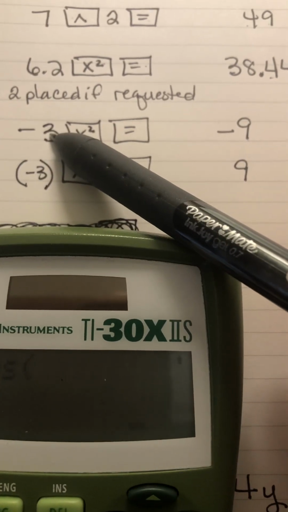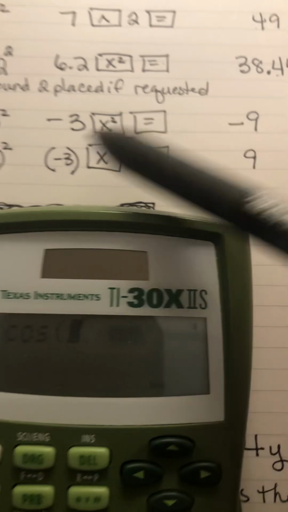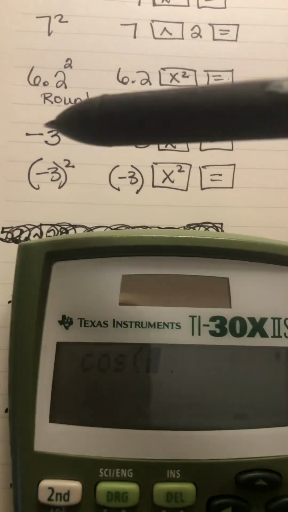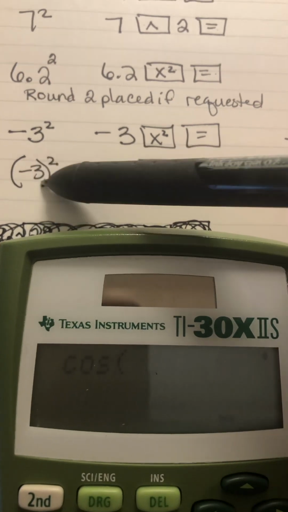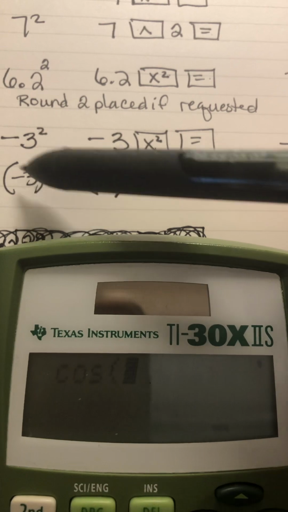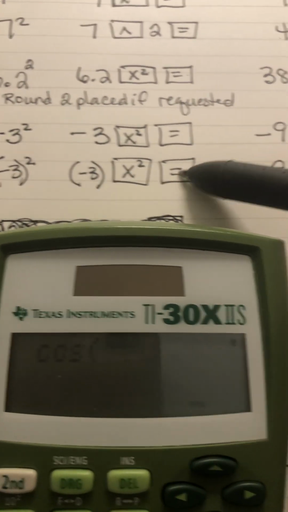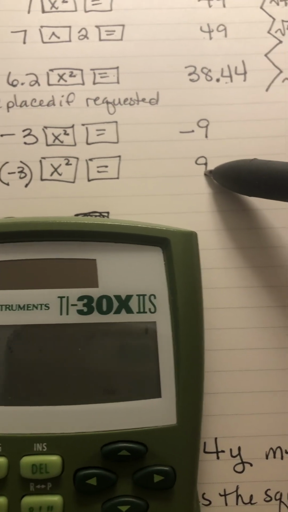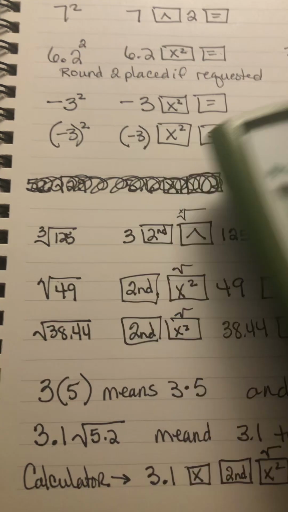So that's how the calculator reads it. Negative 3 in your calculator, then hit x squared, and then hit equals, and it's going to give you this answer. But if you put the parentheses around it, then it makes the negative be involved with the multiplication. So it would be negative 3 times negative 3. This exponent affects everything in the parentheses. So if you put it in like this, then the answer would be positive 9. So be careful, watch out for those kinds of things when you're doing your work.